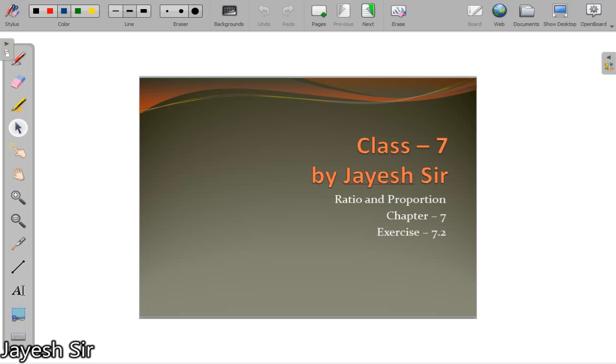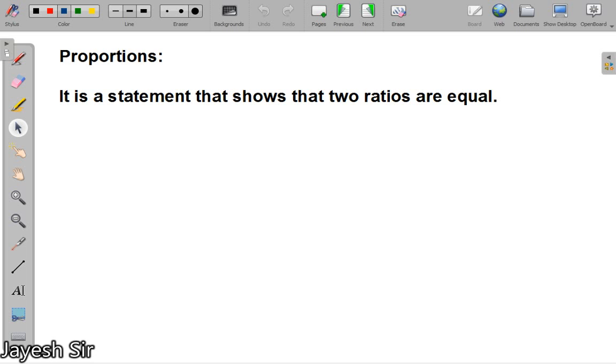Okay, so first of all, what is proportion? Proportion is a statement that shows that two ratios are equal. In the ratios part of the chapter, I already told you that ratios are unitless quantities. Okay, there is no unit for the ratio, so we can easily compare any two ratios. In the previous exercise, I also told you that a ratio is only possible between quantities having the same unit.